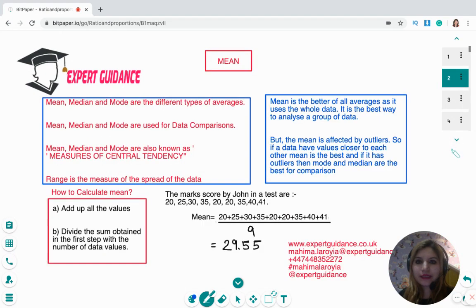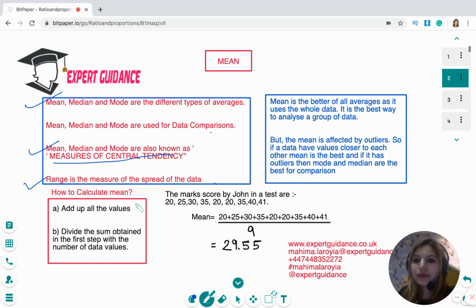So let's begin. Now, first of all, what is mean? Mean, median, and mode are all different ways in which we can compare averages. So the mean, median, and mode are used for data comparisons. We also say that mean, median, and mode are measures of central tendency, whereas range is just the measure of the spread of the data.